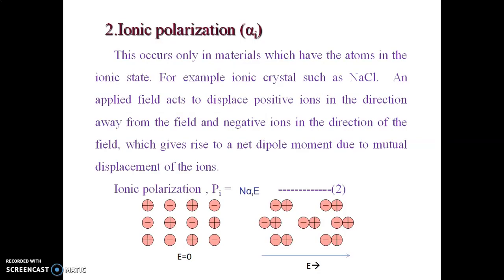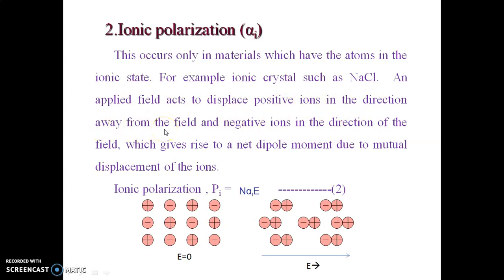Next one is ionic polarization. This occurs only in a material which has atoms in the ionic state. For example, an ionic crystal such as NaCl, sodium chloride, is an example here. And when the electric field is applied, what happens? It displaces the positive ions in the direction away from the field.